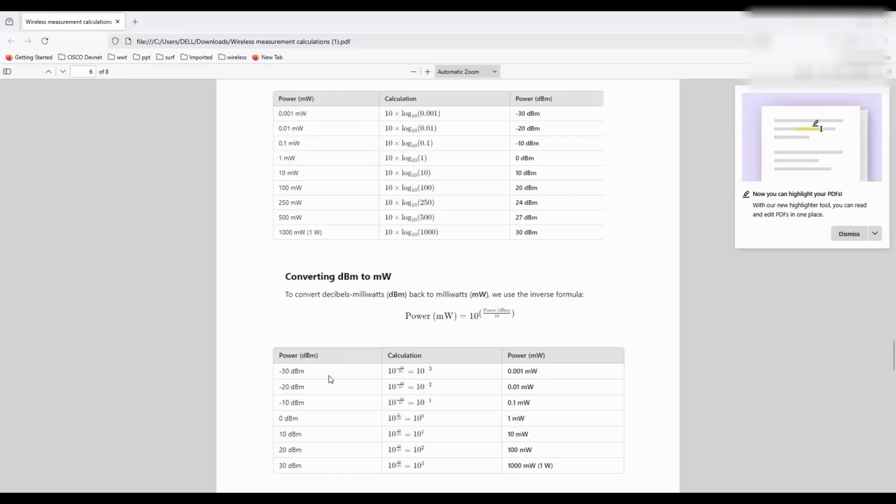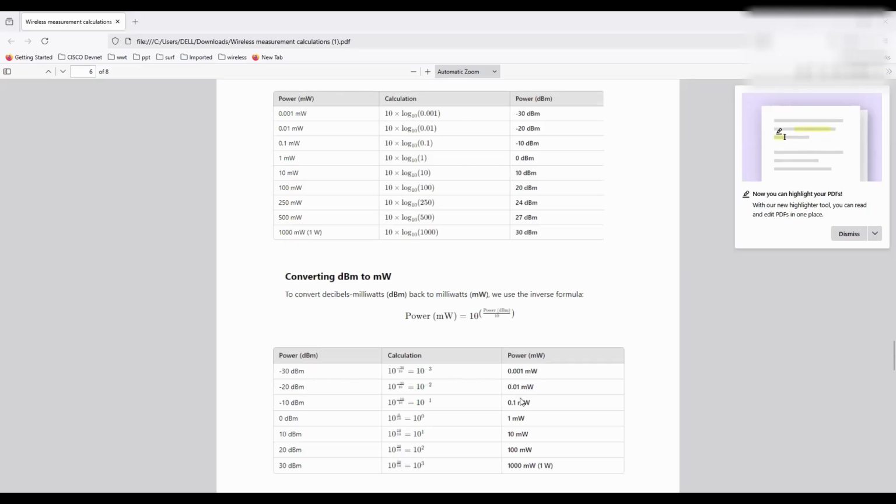So if you want to calculate from dB to milliwatt, you can use this formula: 10 to the power of the dBm value you want to convert, divided by 10. Suppose you want to convert minus 30 dB to milliwatt: minus 30 divided by 10, the 0 cancels, giving 10 to the power of minus 3. Minus 3 means dot 0, 0, 1. So minus 30 dB is 0.001 milliwatt.